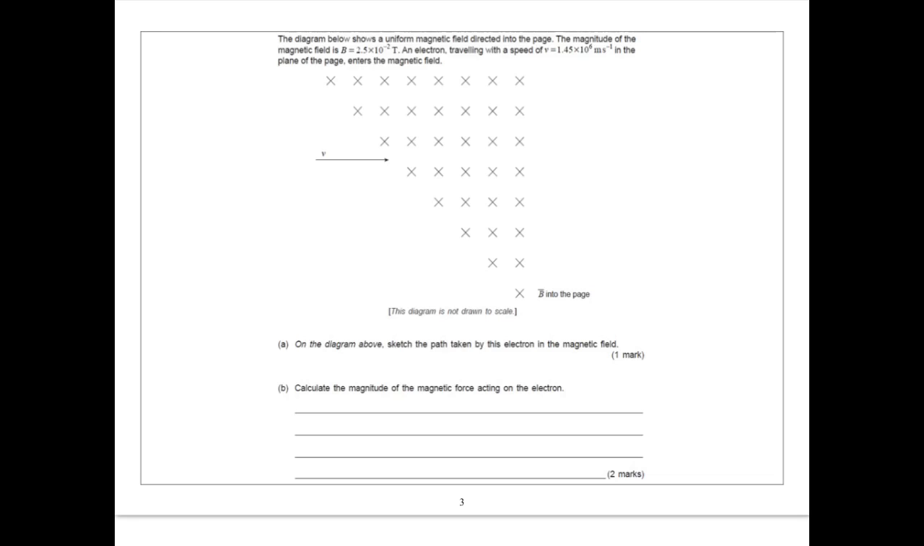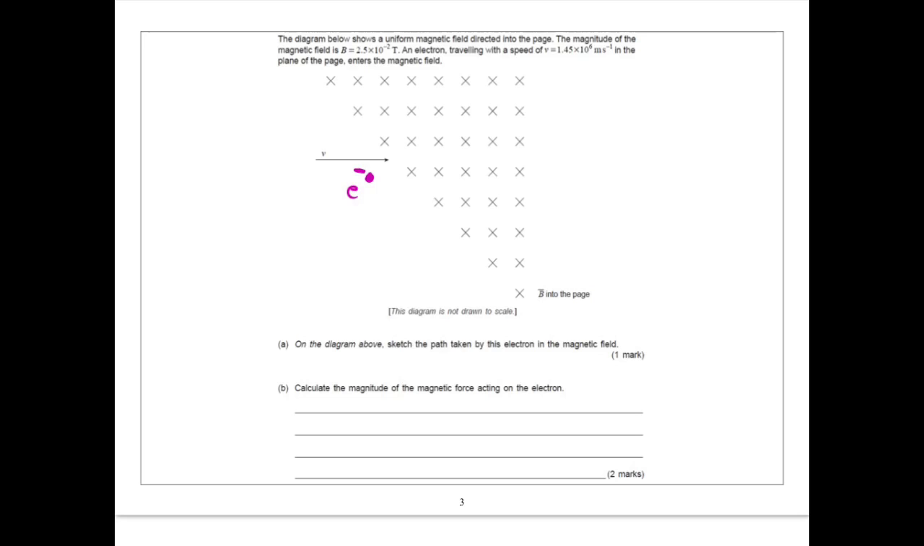We've got a magnetic field here directed into the page. It's the tail of the arrow we're looking at. The magnitude of the magnetic field is 2.5 times 10 to the minus 2 Tesla. An electron. As soon as we see electron, hopefully we're thinking negative charge. Travelling with a speed of 1.45 times 10 to the 6 meters per second in the plane of the page enters the magnetic field, as shown by that arrow there. On the diagram, sketch the path taken in the magnetic field.